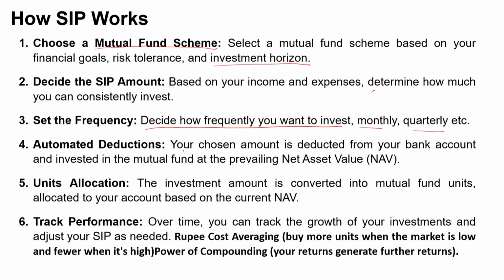Automated deductions are done from your bank account. So whenever you want to contribute, you can decide a date and you can inform the bank. You can fulfill all the procedures related to that, and the auto deduction will be done from your account and it will be invested into the mutual fund at the prevailing net asset value. Then units are allocated on the basis of the current NAV of those particular mutual funds. Then you need to track the performance. That means over time you can track the growth of your investment and you can adjust the amount of contribution into your SIP.